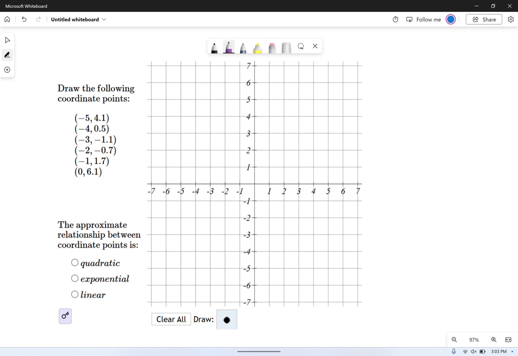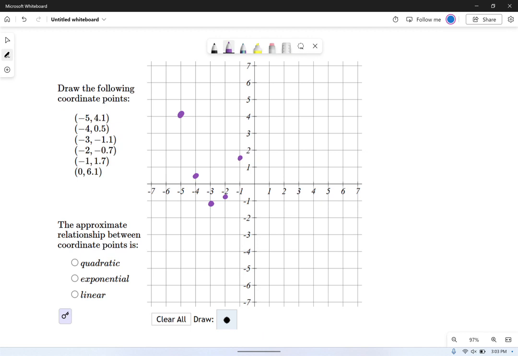Now don't get too worried about being exactly right. You want to be pretty close, but it's okay if you're not exactly right. So I'm going to put my dot there, say slightly above 4. And then I've got -4 and 0.5. So that's going to go over here. -3 and -1.1, something like that. -2 and -0.7. Maybe over here. -1, 1.7.